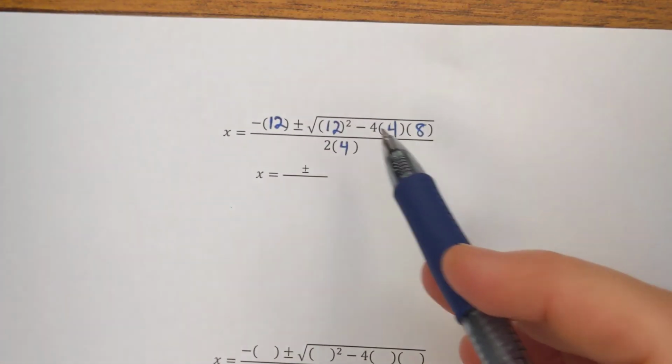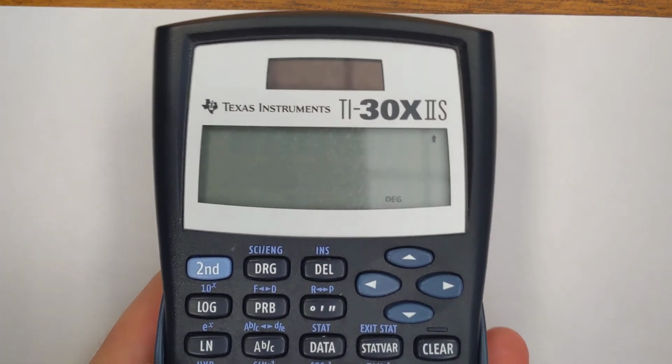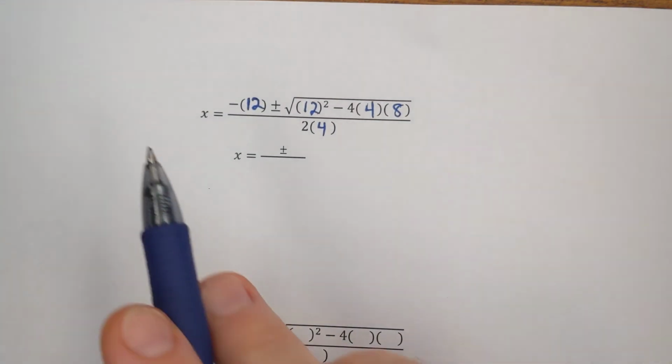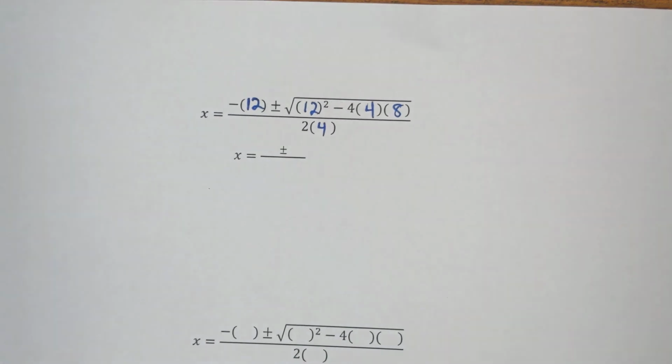Now, unfortunately for us, this formula is so complex, it is extremely challenging to try to type this into our calculator all at one time. There is so much going on here. There's a big fraction, there's a square root, there's this plus or minus sign.